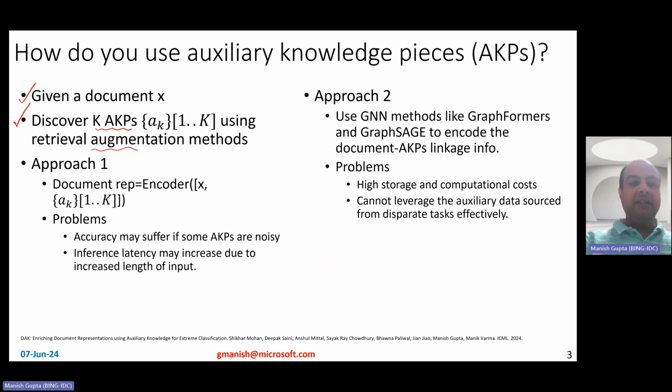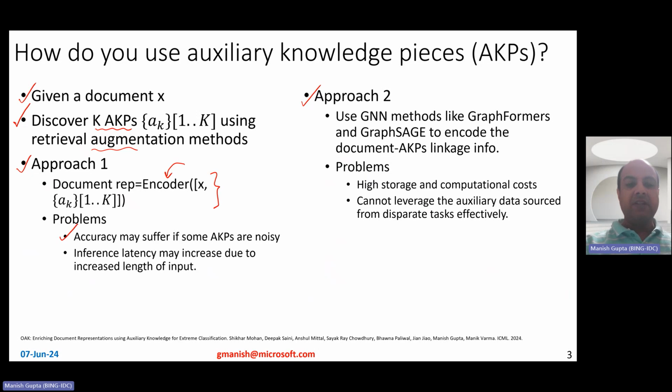Using that, there are two naive approaches that I'll talk about on this slide. The first approach just says concatenate the string representation for the input document X with the string representation of the auxiliary knowledge pieces, and then pass the document through some encoder like a BERT encoder so as to get a full extended document representation. Now, there are some problems with this approach.